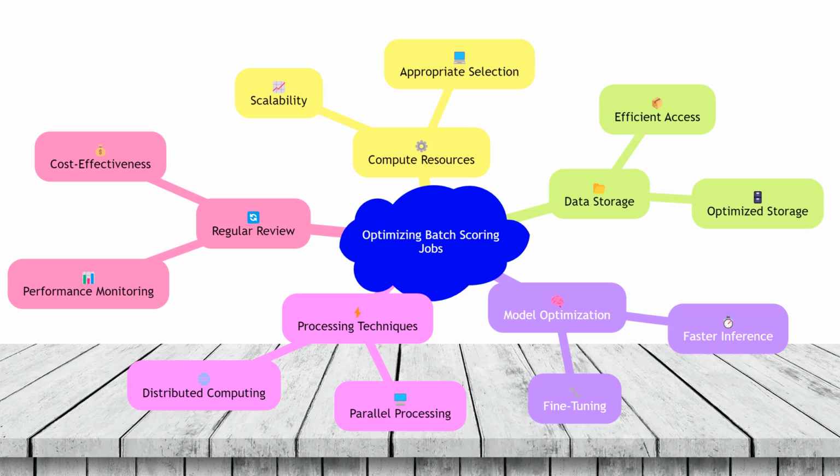Optimizing the performance of batch scoring jobs is crucial for efficiency and cost effectiveness. This can be achieved by selecting appropriate compute resources, optimizing data storage and access, and fine-tuning the model for faster inference. Additionally, parallel processing and distributed computing techniques can be employed to speed up the scoring process. Regularly reviewing and optimizing your batch scoring setup ensures that you get the best performance and value from your resources.